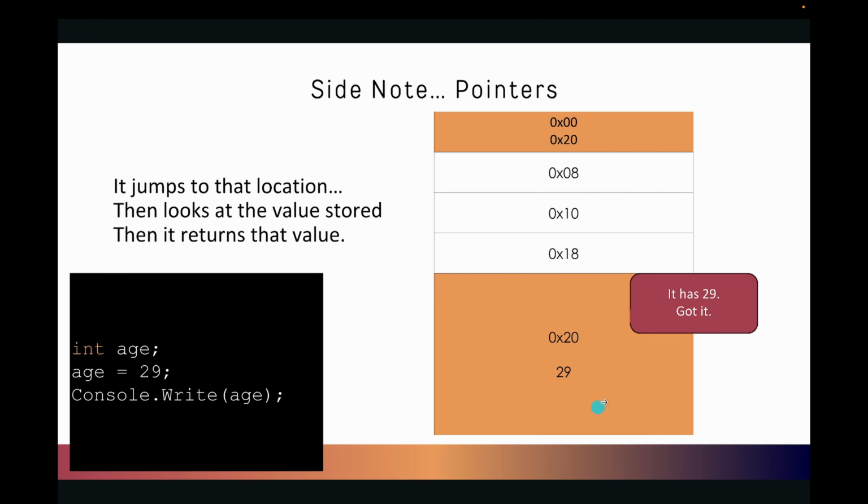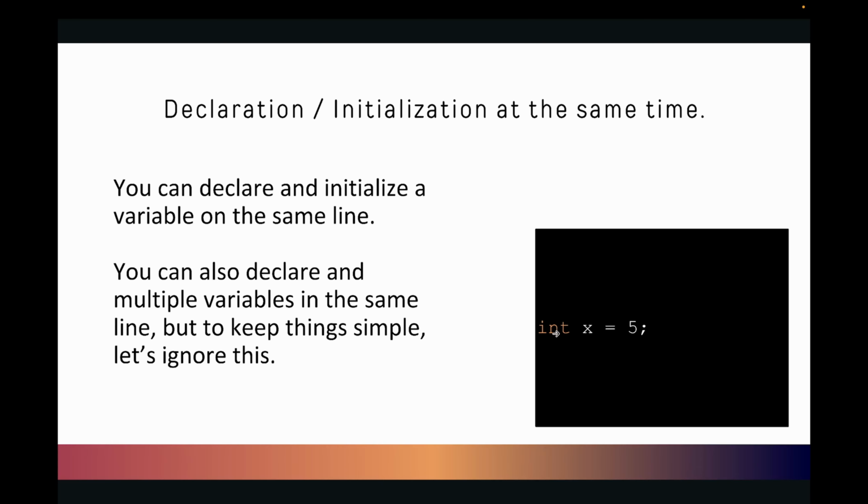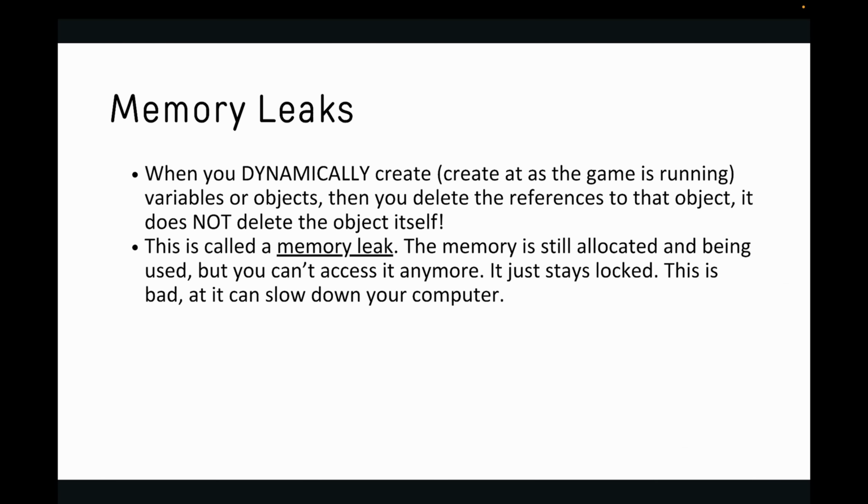When we allocate our memory, right? Even if you destroy the variable or you delete that object, that memory is still allocated for it unless you clear it out. If you don't clear it out, that's called a memory leak, right? The memory is still allocated and being used, but you can't access it anymore. Nothing else can use it. It's locked.